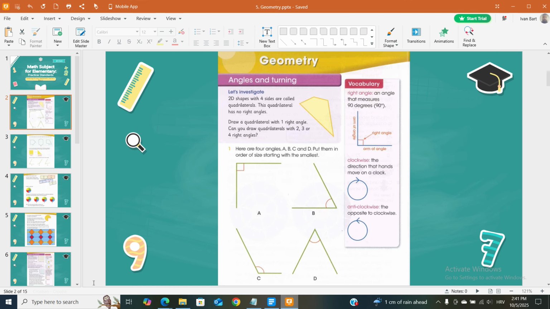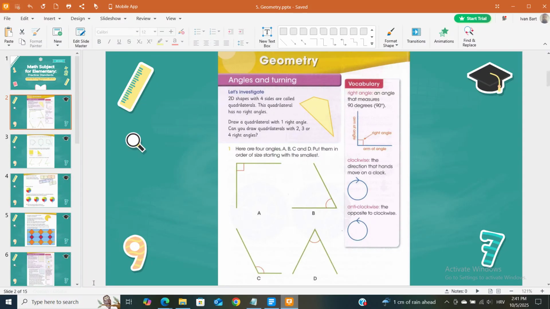Here are 4 angles, A, B, C and D. Put them in order of size starting with the smallest. Vocabulary. Right angle. An angle that measures 90 degrees. Arm of angle.